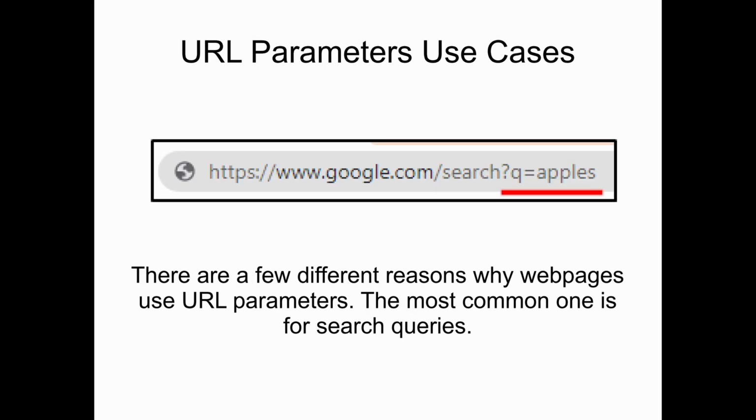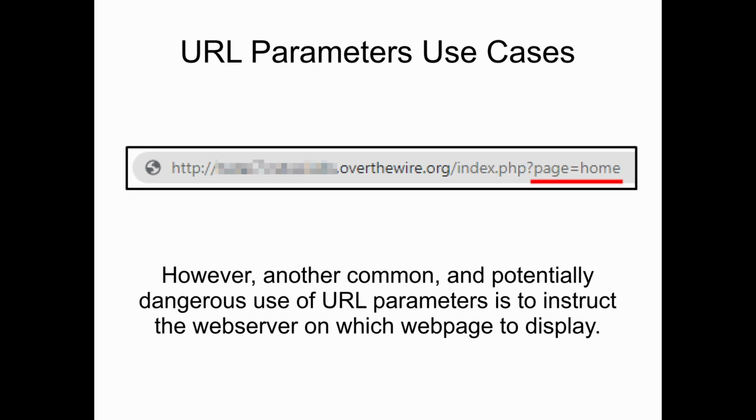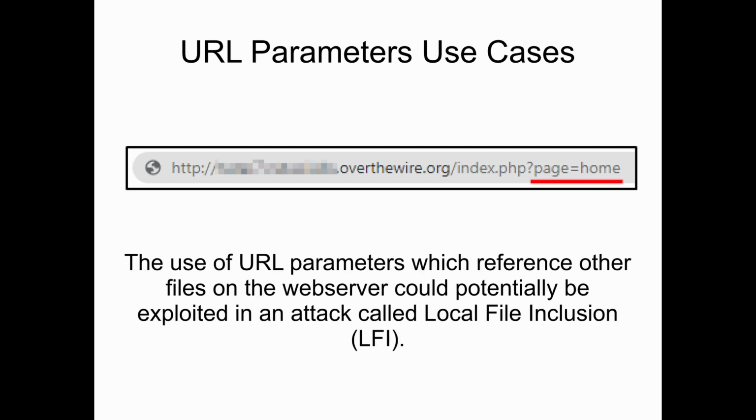There are a few different reasons why web pages use URL parameters. The most common one is for search queries. However, another common and potentially dangerous use of URL parameters is to instruct the web server on which web page to display. The use of URL parameters which reference other files on the web server could potentially be exploited in an attack called local file inclusion.